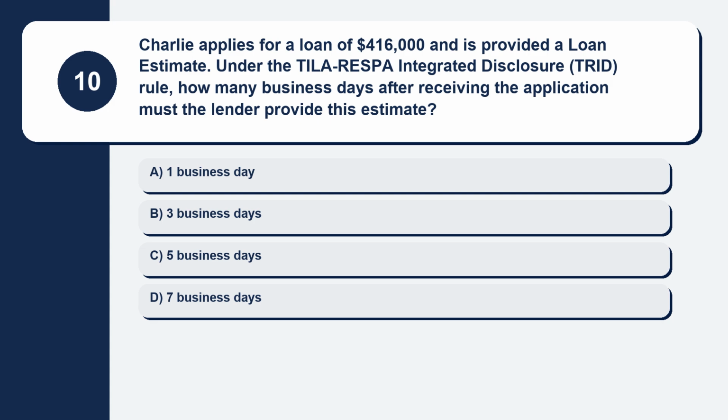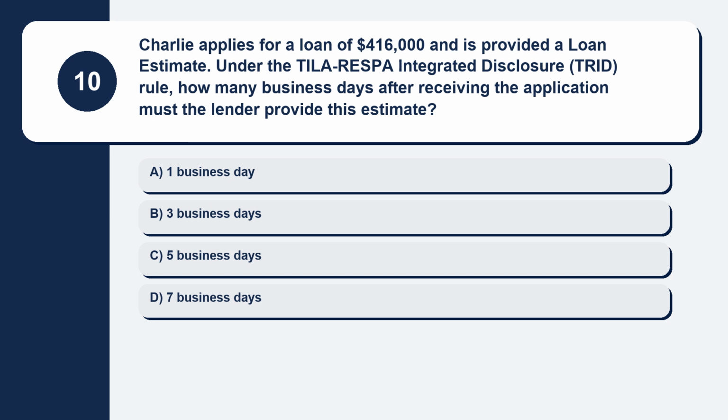Question 10. Charlie applies for a loan of $416,000 and is provided a loan estimate. Under the TILA-RESPA Integrated Disclosure (TRID) rule, how many business days after receiving the application must the lender provide this estimate? Here are your options.